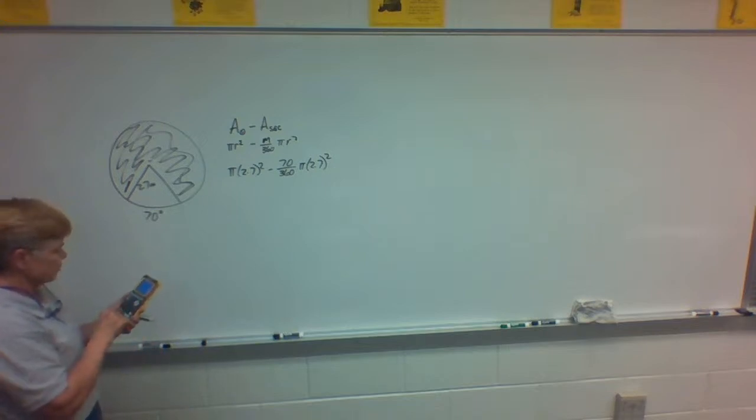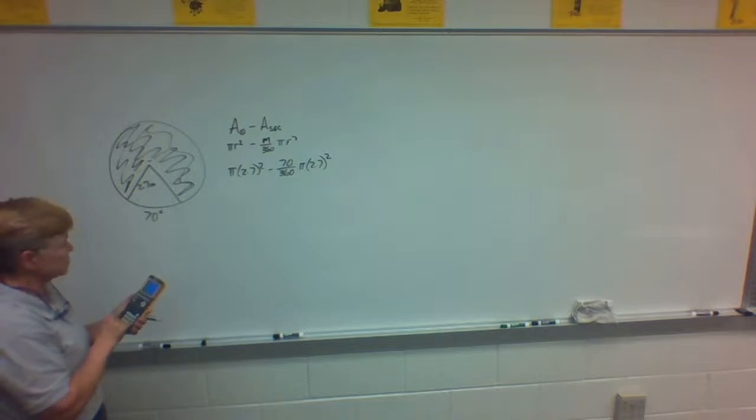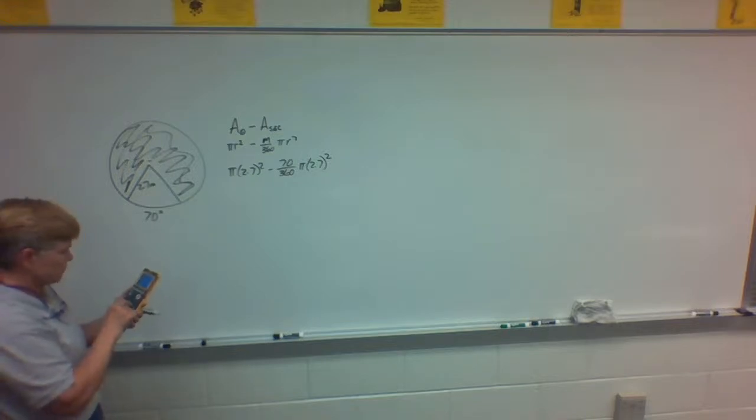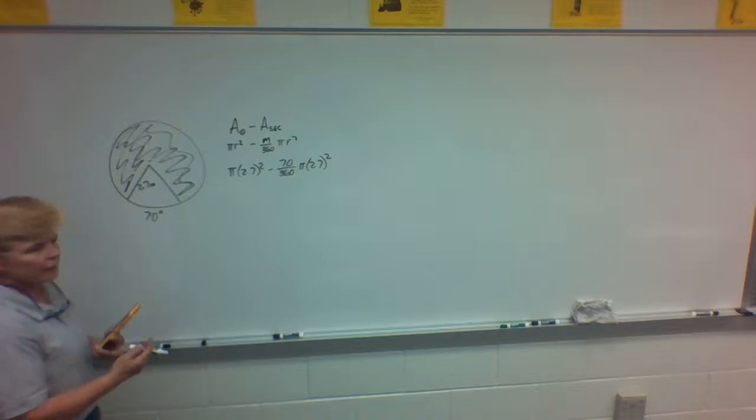So we do pi, parenthesis, 2.7, close it, squared, minus 70 divided by 360, pi, parenthesis, 2.7, close it, squared. I get 18.45. You getting that?